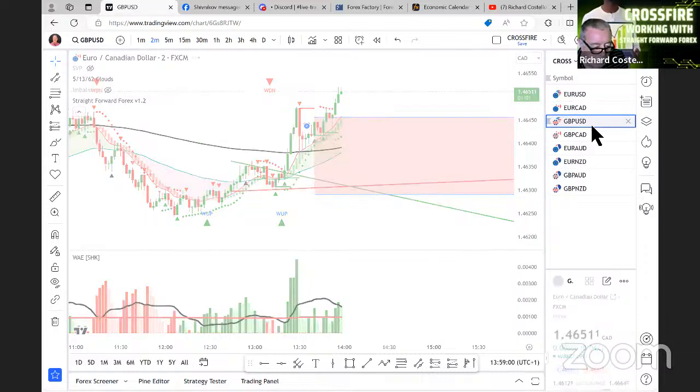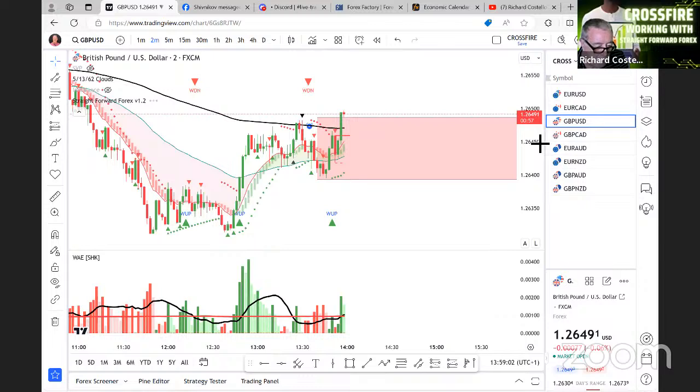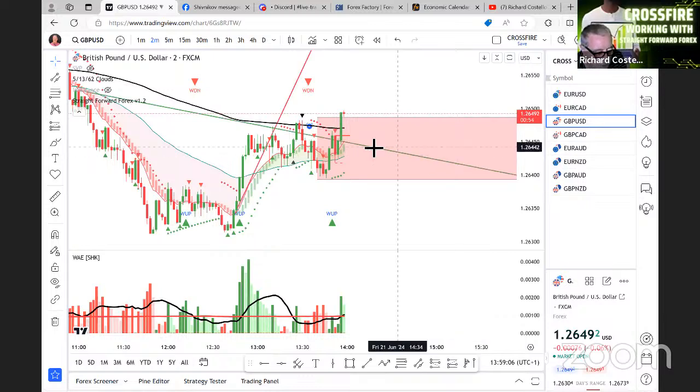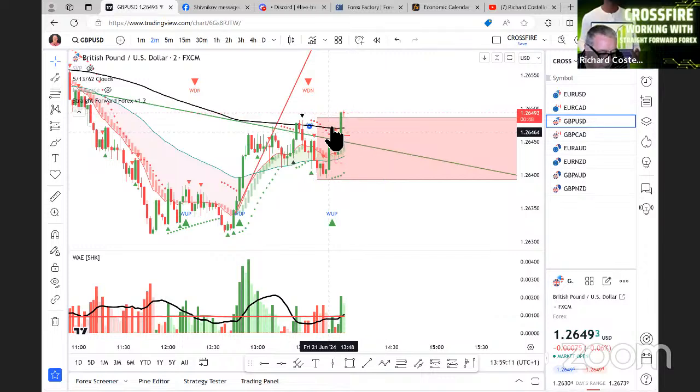GBP USD. It did pop its head out of the channel, but it's then starting to go back down again. And we are very close to the 200 moving average. We're very close to the green trend line. So I want a bit of a stronger move. However, we've got a wave up recently. We've got green PSARs pushing price up. We're in a green cloud situation.